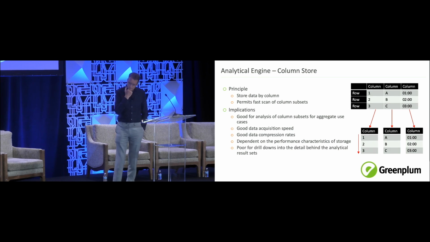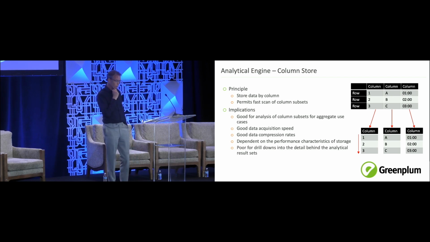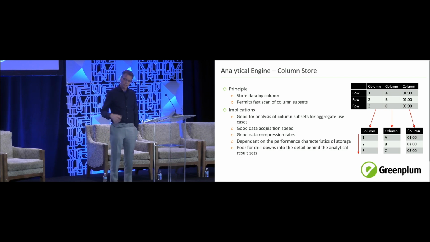Okay, column store. Rather than storing data by row, we store it by column. And actually this permits us to do very fast aggregation of individual columns. We don't have to scan the rows in order to find the data, we just scan each particular column.